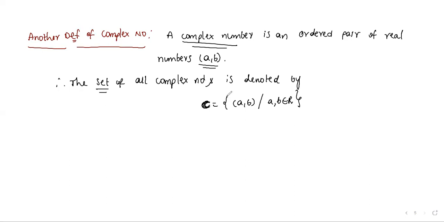Capital C is equal to the set of all the complex numbers like this, ordered pair a comma b, such that a and b are both real numbers.